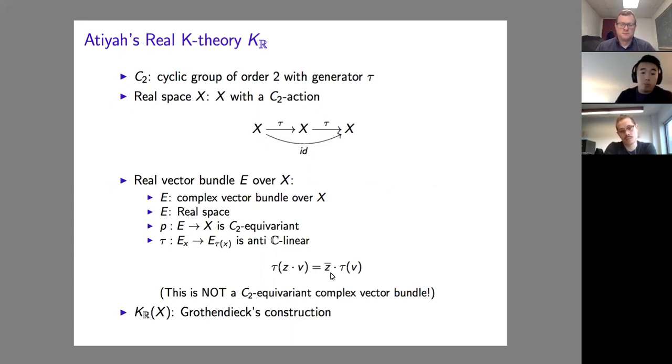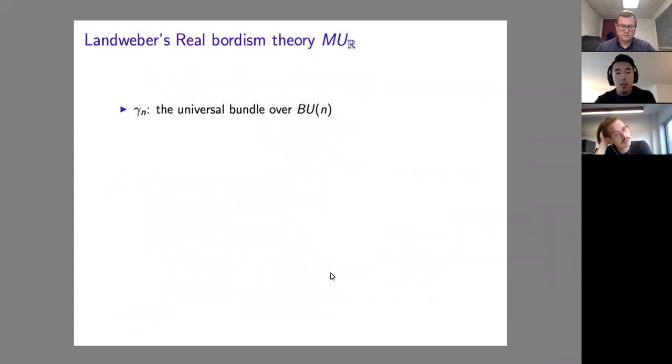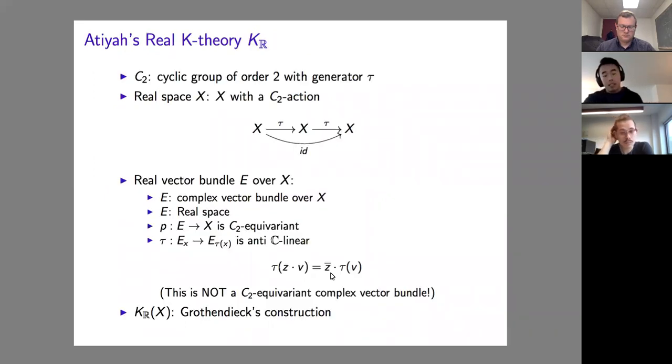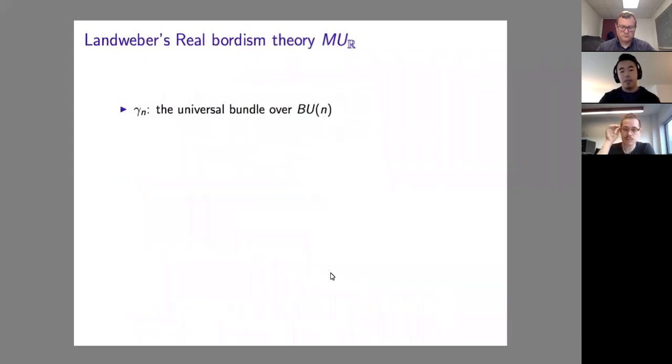Now, if I take all these real vector bundles E over X and I apply the Grothendieck construction, what I get is Atiyah's real K-theory, KR of X. So that's what KR of X is, coming from real vector bundles over a real space. So KR itself is a C2 equivariant spectrum. Now there's another C2 equivariant spectrum, and that's called MUR, and it has to do with complex cobordism.